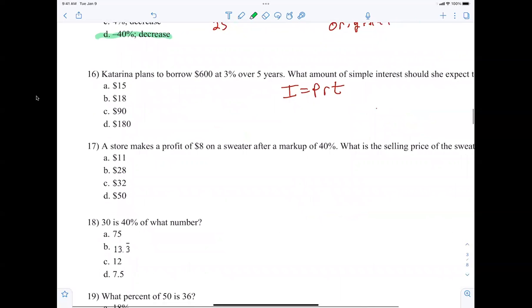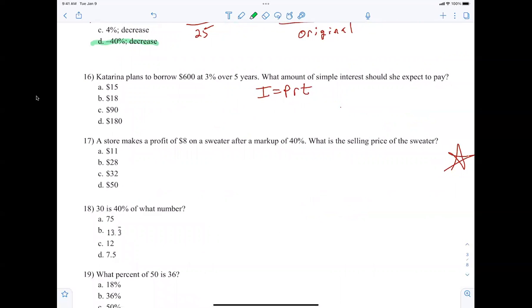Okay, I equals PRT. If you didn't remember that, you're going to have to know it for the test. All right. You might have to know it for the test. All right. So it's a formula. If you don't know the formula, you can't do the problem. Yep. Tell me what it was.